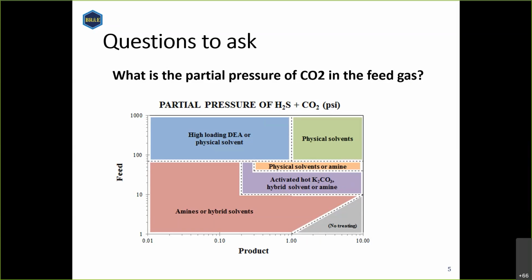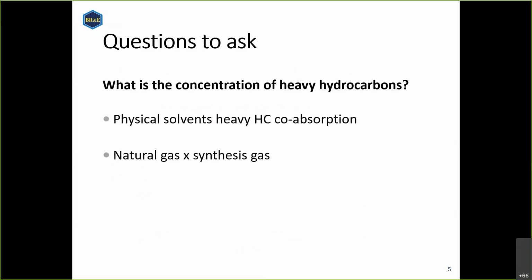Physical solvents, because they rely purely on physical absorption, really only work at high CO2 partial pressures, which you may not have. If you think about carbon capture from something like flue gas, that's at nearly atmospheric pressure. And so in that case, certainly a physical solvent wouldn't work. You would need to use a chemical solvent like an amine.